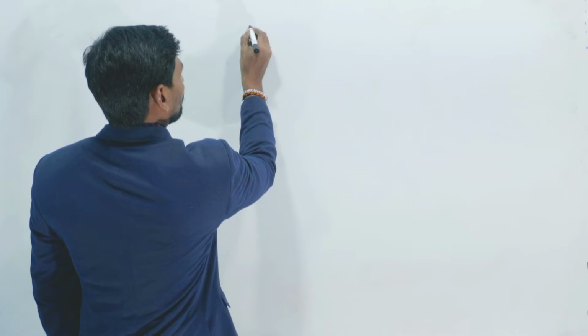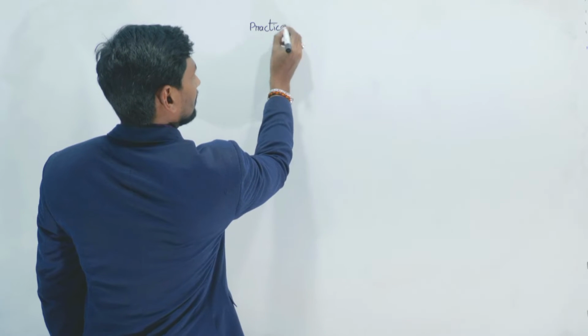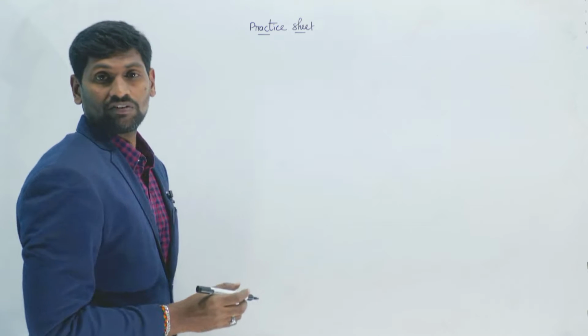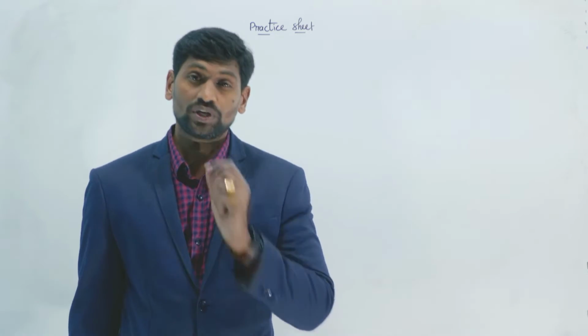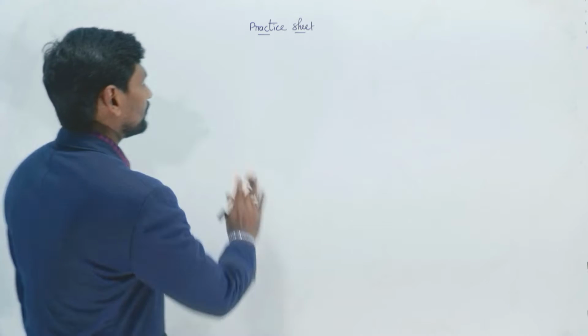Now, practice sheet. Already 9 problems we have completed. So let us go through the next problem. Yesterday we discussed pure decimal and mixed decimal. Pure recurring decimal or mixed recurring decimal. So let us revise once again.